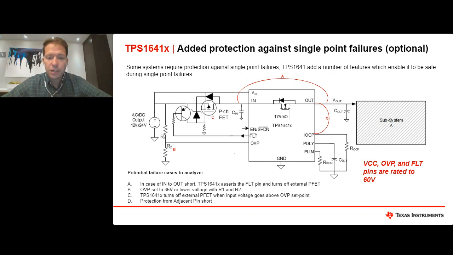And then something else just to mention, VCC, OVP, and fault pins are all rated up to 60 volts. So they can handle 60 volts if it's ever needed, if the power supply can ever go up to 60 volts. So it provides that robust protection.